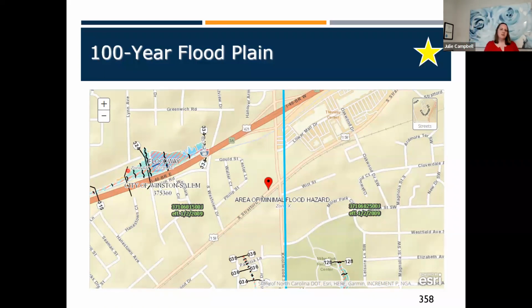The maps designate areas as a 100-year floodplain. The name is so misleading and not helpful. It does not say it's going to flood once every 100 years. What the 100-year floodplain says is there's a 1% chance that it could flood each year.